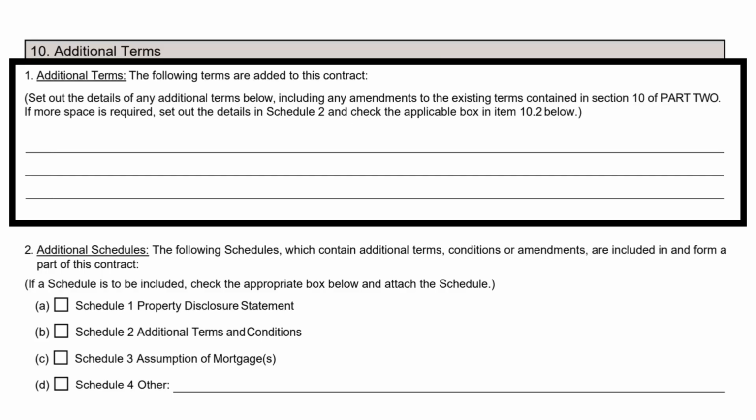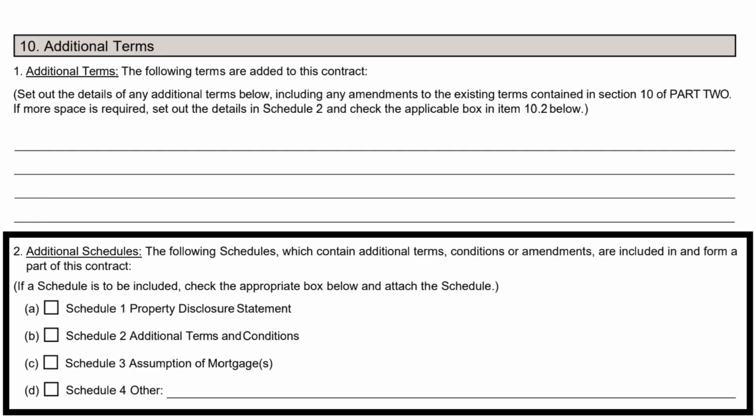So Part 1 allows us to write additional terms directly into the contract. These are terms that are going to add clarity, modify existing wording, or address unique situations in the transaction. If there isn't enough space to write these terms here, then they can be detailed in a Schedule 2, which is then checked off in Part 1 and attached to the offer.